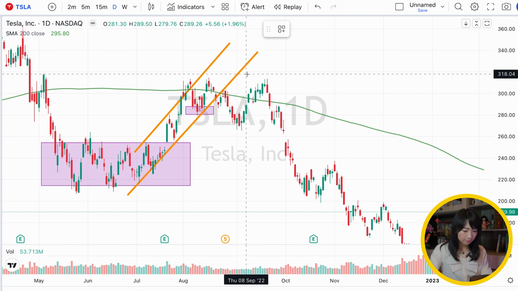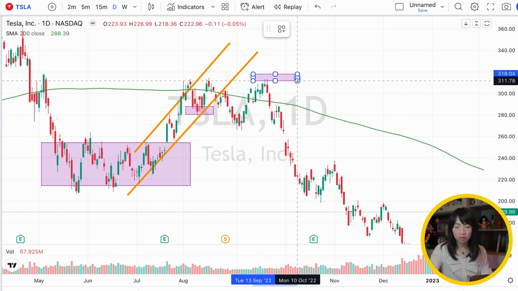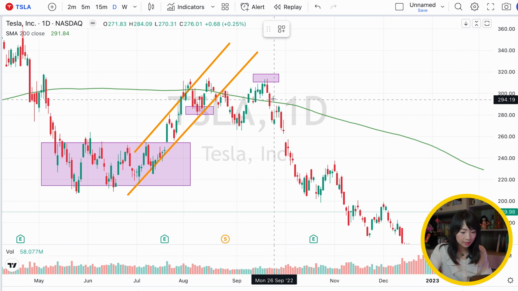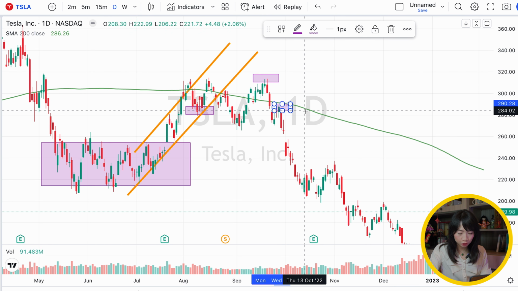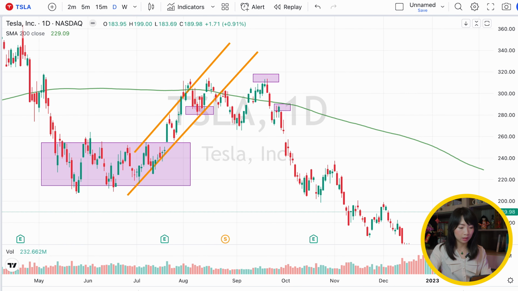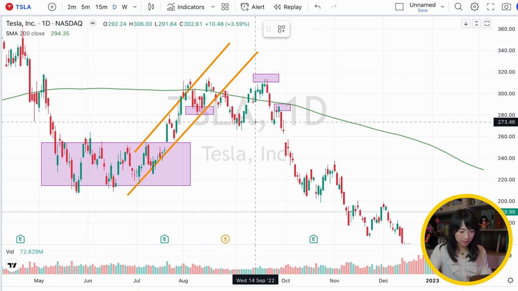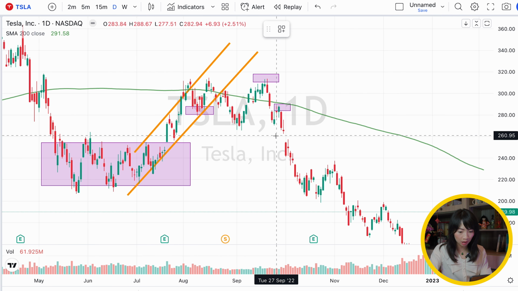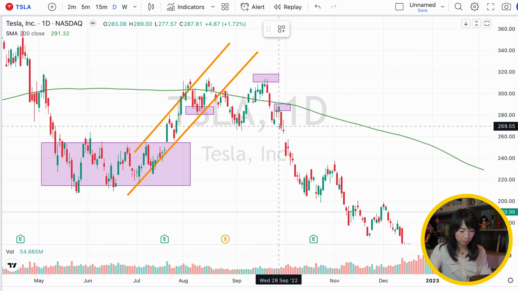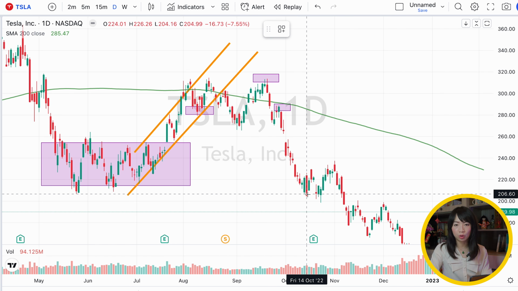What does that look like? You can see the previous highs over here, 311's like we talked about. And the next one over here is down here at 284s, which is lower than the one before. And you see similar things over here. Once it broke down, sold off, 260s, broke down the support, went all the way down to 207s.